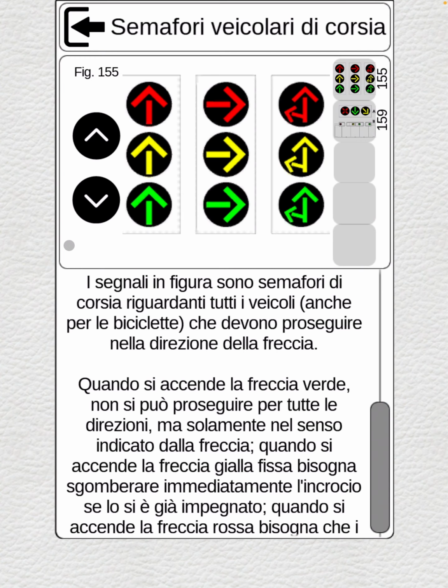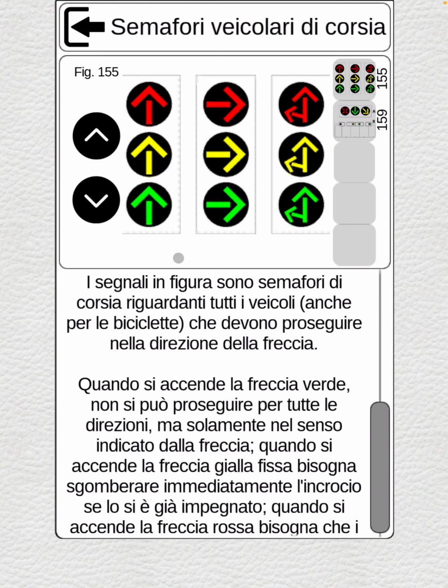Semaforo per corsia, semaforo di corsia. Everything they explain here: the signals shown are lane traffic lights guiding all vehicles, even bicycles. What they are talking about is that even though you are driving a bicycle, this light is still for you. You cannot beat it. Both the bicycle and you will wait for the light.